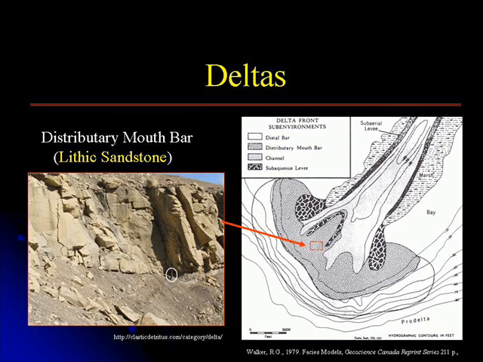By the way, this image you see here is a picture of what's interpreted to be a distributary mouth bar. I'm not sure where that is, somewhere in the southwest United States, but the thing you see circled there is a human being. That is a huge body of sand because the delta that formed it was probably huge.